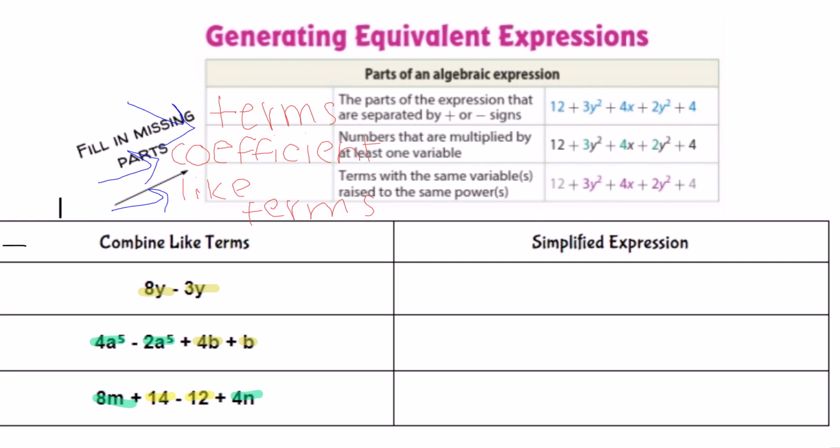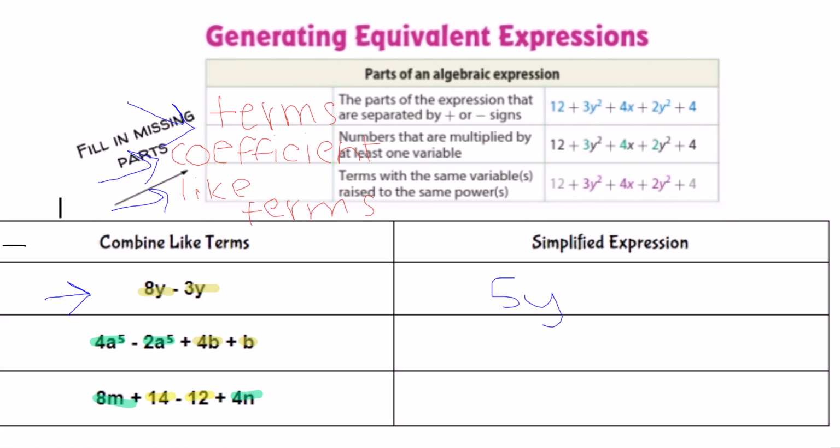So on this first example, we have 8y minus 3y, and I highlighted both of the y's because we can combine the two of them. If you have 8y's and you're taking away 3y's, then you would just do 8 minus 3, and you're left with 5y. You can combine them because they both just have a y to the power of nothing.